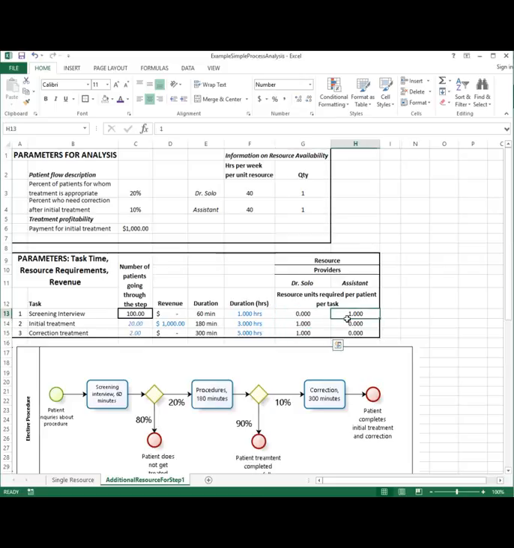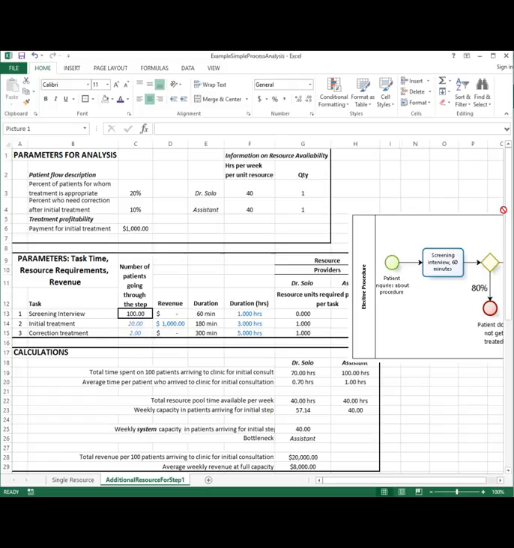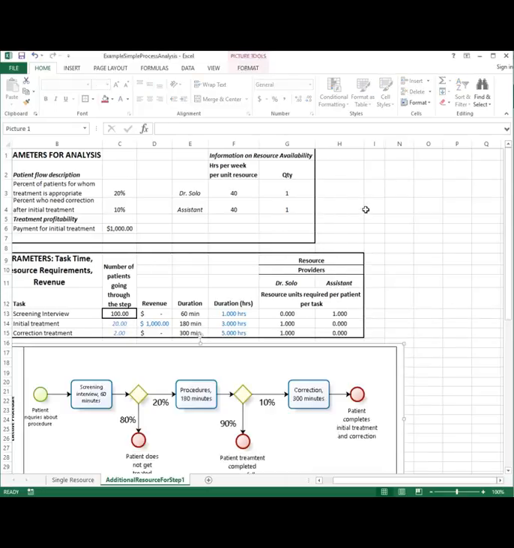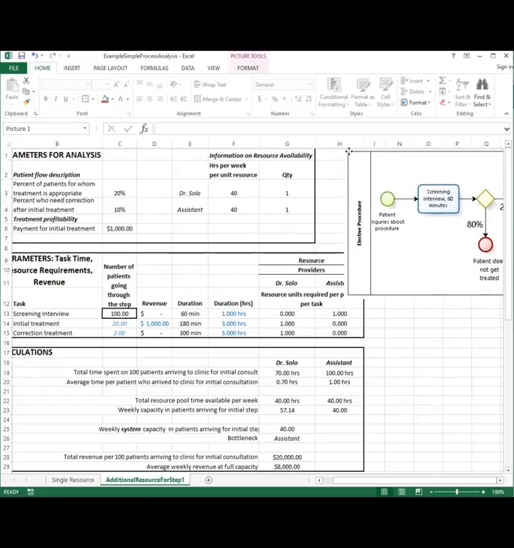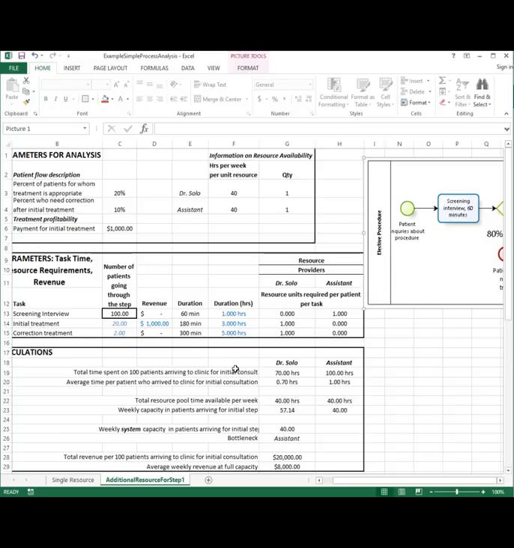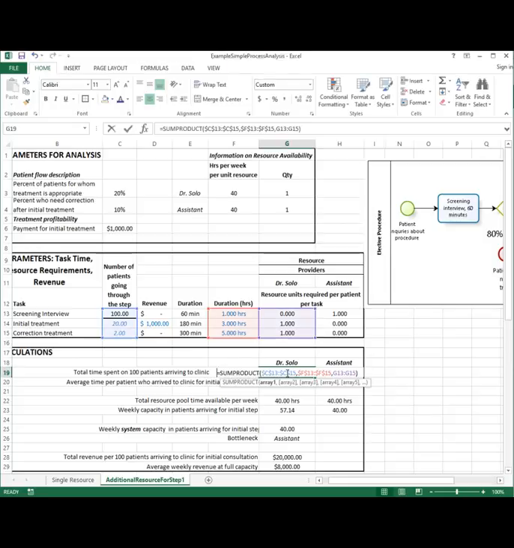Now we can see that our resources are different, because the mapping is different between the tasks and the number of resources that are needed for each task. And we have 40 hours available of assistant, and for now 1 assistant. So how do we do the analysis? Similar to the way we did the analysis before for Dr. Solo, I'm calculating using sum product the total amount of time that Dr. Solo will spend on 100 patients.